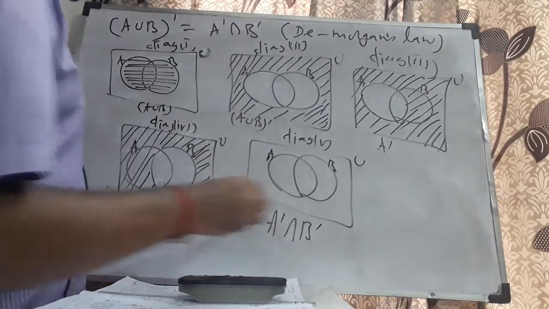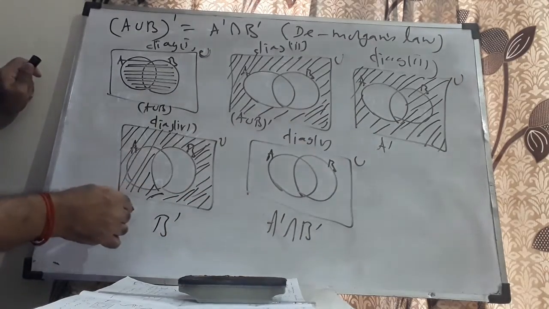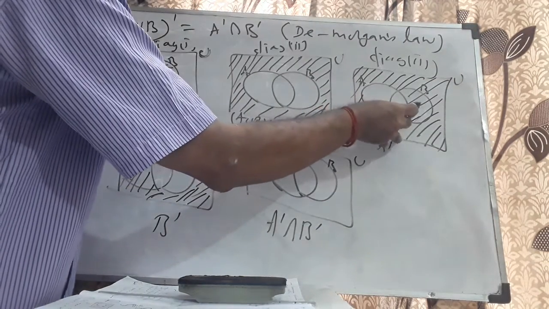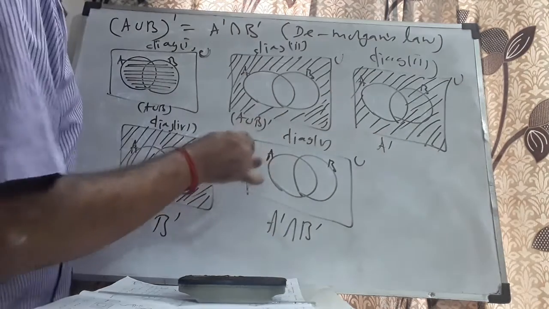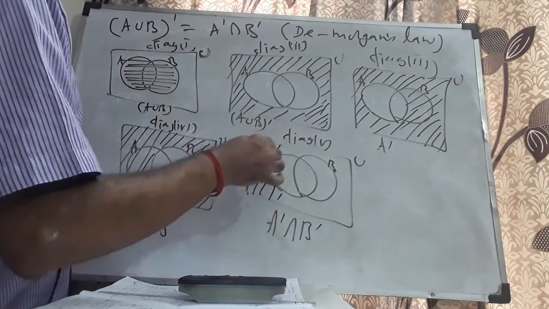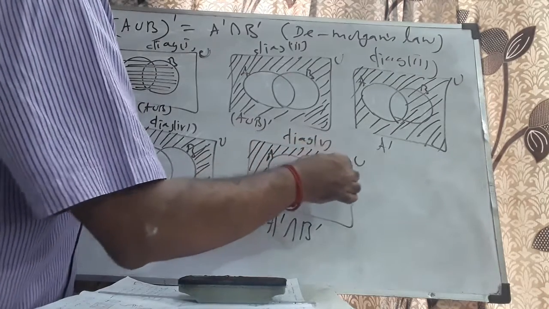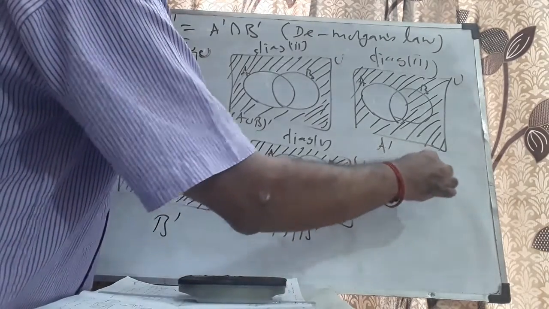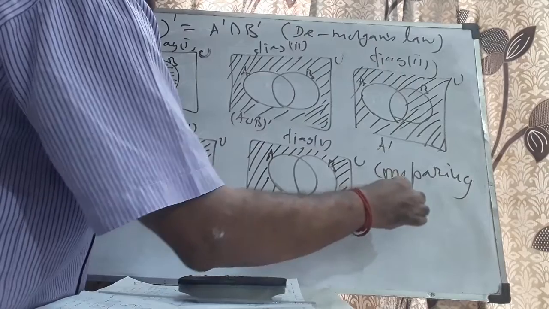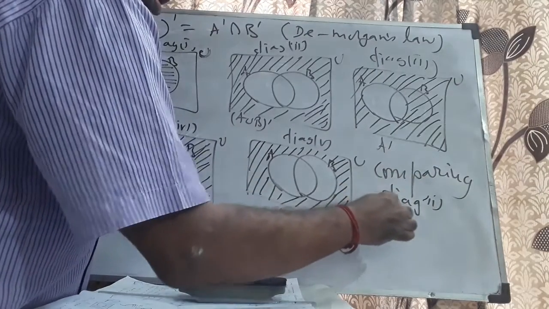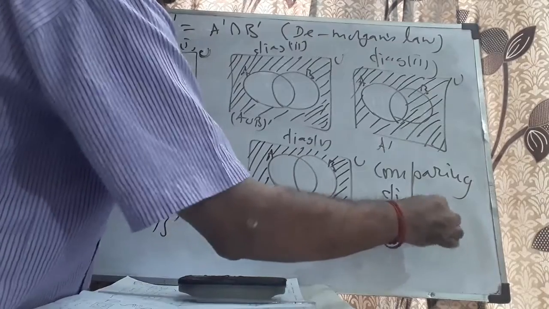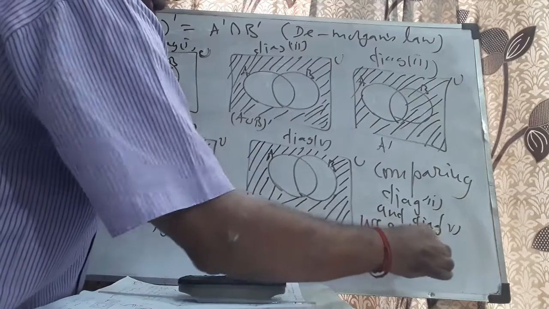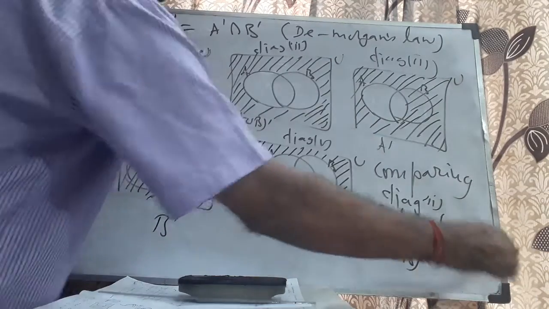Now let me try A' intersection B'. Out of these two, I should think about the common portion. Here this is not shaded in both the places, shaded here but not here. Therefore the common shading is other than the 2 circles. Now comparing diagram 2 and diagram 5, what do I get? (A union B)' is equal to A' intersection B'.